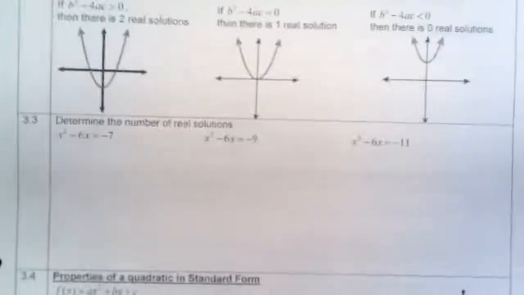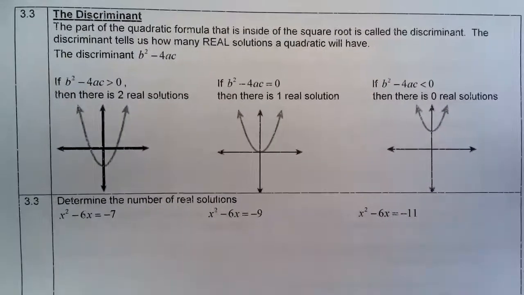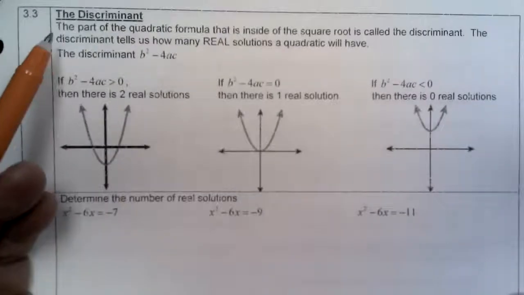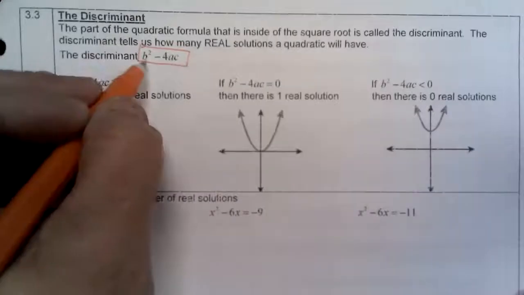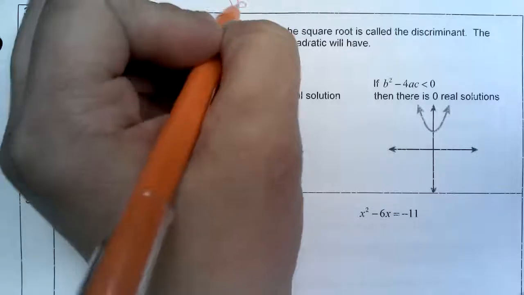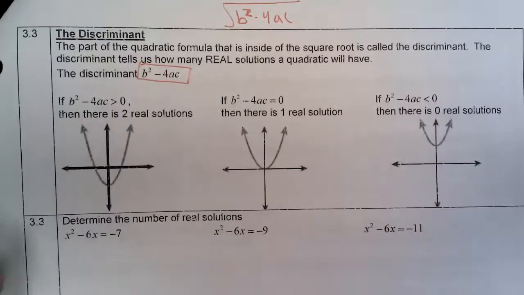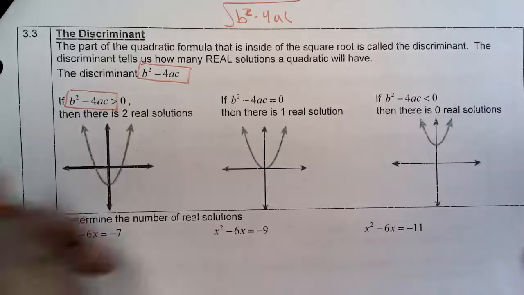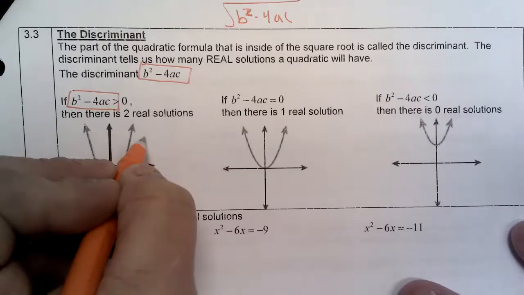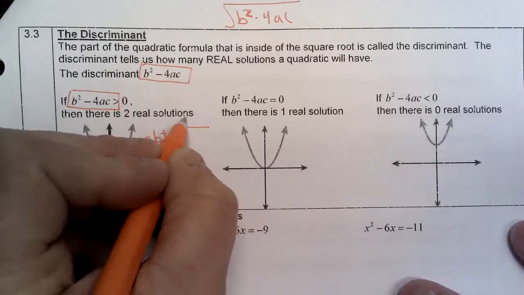Under the radical is what's called a discriminant. So the discriminant is the b squared minus 4ac in your quadratic formula that's under that radical. This tells us how many real solutions there are. So if b squared minus 4ac is positive, remember we have -b plus or minus the square root of your discriminant.